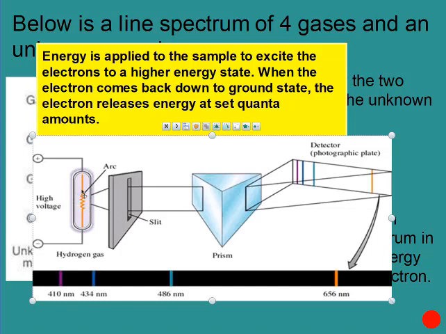So here we can see that energy is being applied to the sample, which excites the electrons to a higher energy state. So they go to this higher energy state, but they can't stay at that higher energy state, so they start to come back down. When they come back down, they release energy at these set wavelengths.